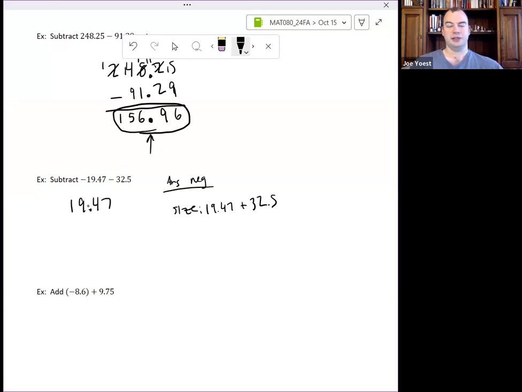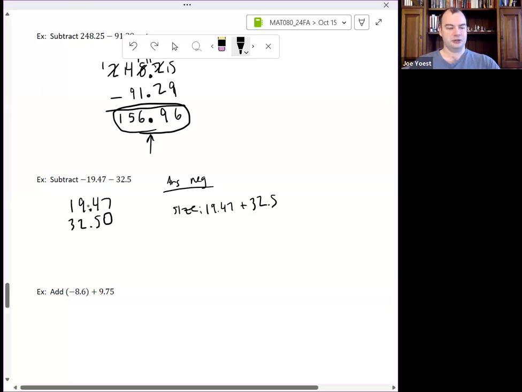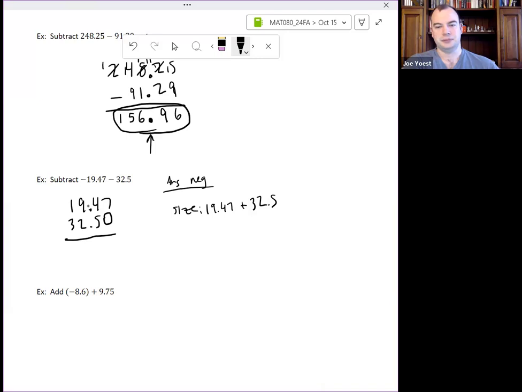And operationally, I just need to add 19.47 and 32.5. I don't have anything to fill in the space, so I just add a buffer 0. To the right of my decimal point, I can add zeros, and that doesn't affect the value. I'm going to add these, and then I'm going to make the answer negative. Maybe I'll write that negative sign in here now so I don't forget.